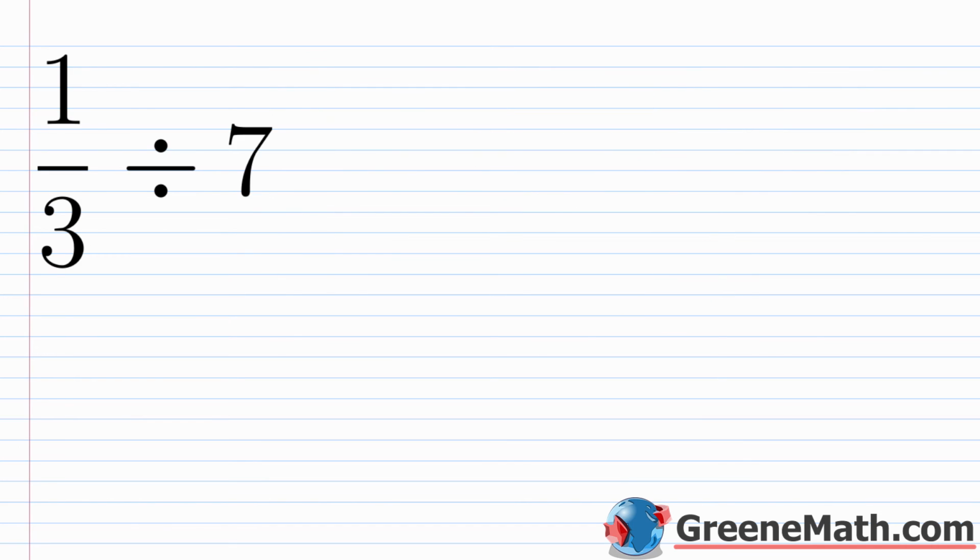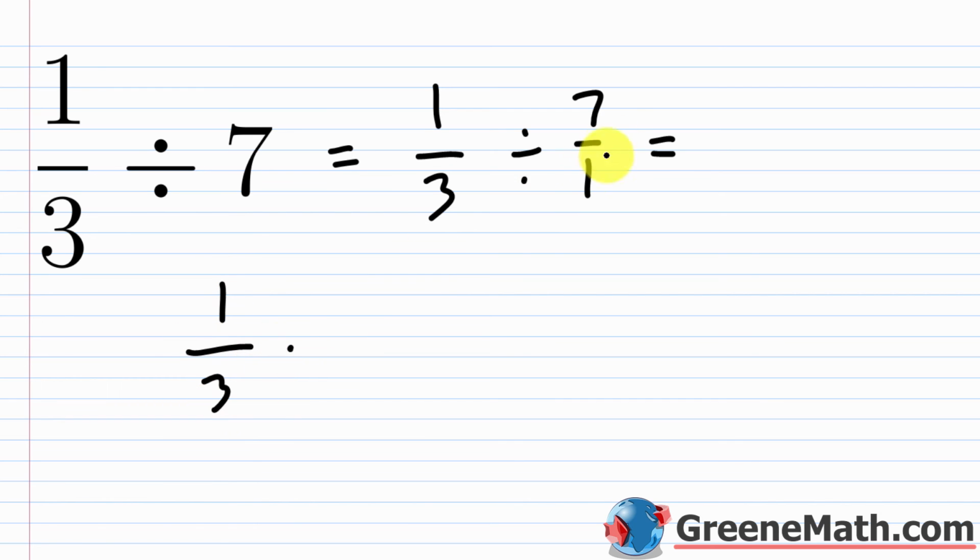What about 1/3 divided by 7? The leftmost fraction, 1/3, we're going to keep unchanged. And we're going to multiply by the reciprocal of what's on the right. Now, if this is not a fraction, if it's an integer or a whole number, then you're going to write it over 1. So let me put divided by 7 over 1. And so this equals 1/3 times the reciprocal of 7 over 1, which is 1/7. This 7, which is the numerator, becomes the denominator, and this 1, which is the denominator, becomes the numerator.